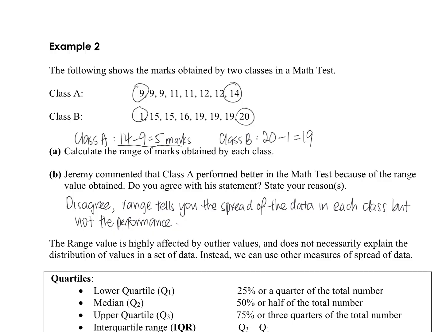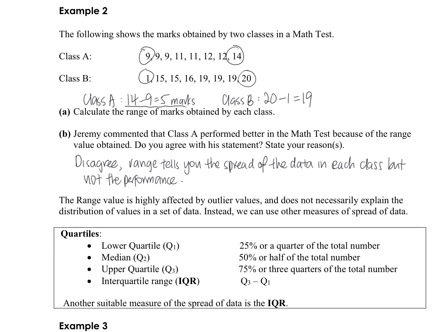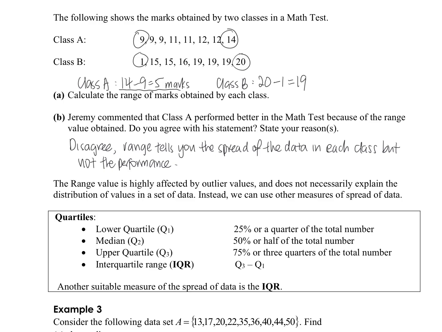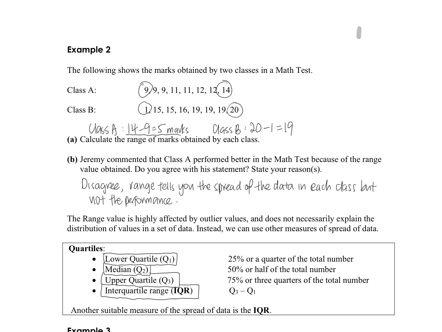Okay, so although we can calculate range, it just tells us how widespread the data is, but it doesn't tell us much. So we need to learn other measures of spread. So there's the lower quartile, median, upper quartile, and interquartile range. So I'm going to just very briefly explain.